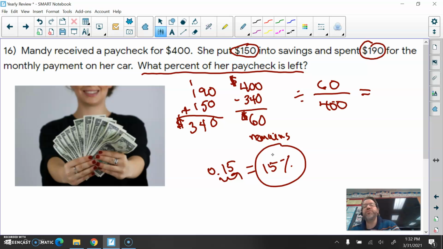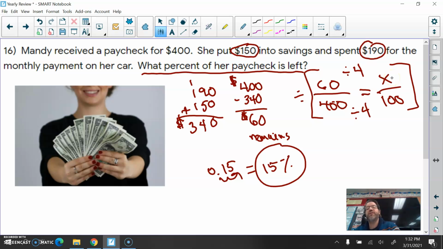Now, another way you could do this is, if you want to know what percent is, you need to know what it is per 100. So you could set up a proportion like this. 60 out of 400 would equal what out of 100? Because that's what percent means, per 100. And guess what? 400 divided by 4 is 100. So just take 60 divided by 4 to find that missing value. And it's 15%.